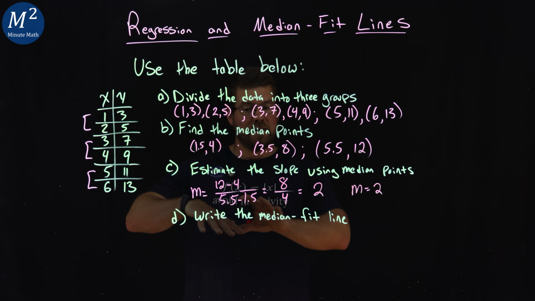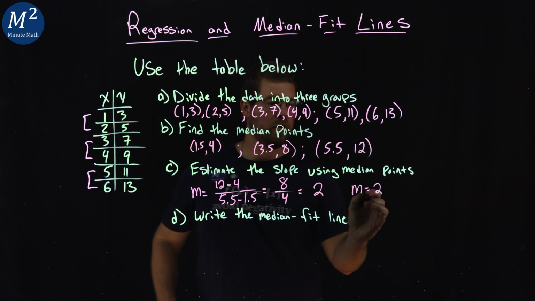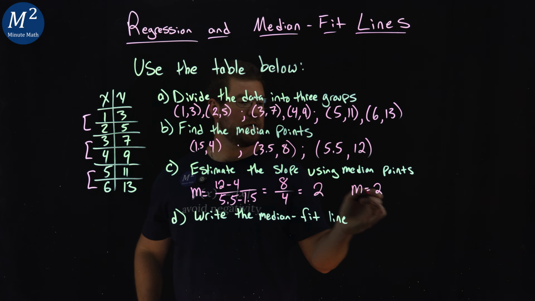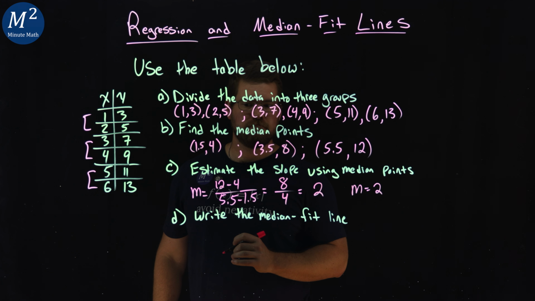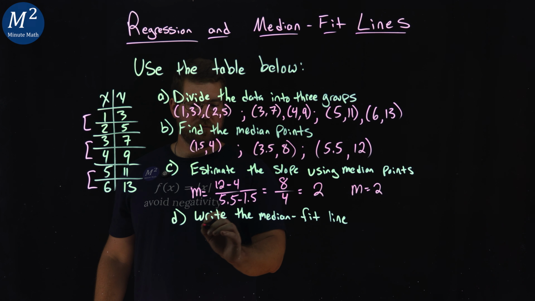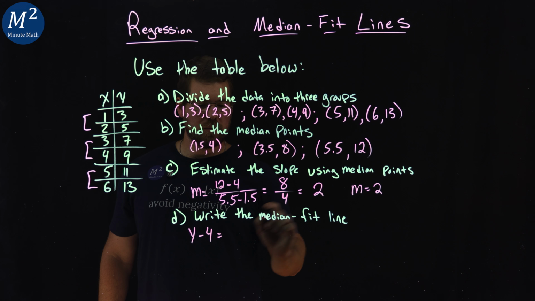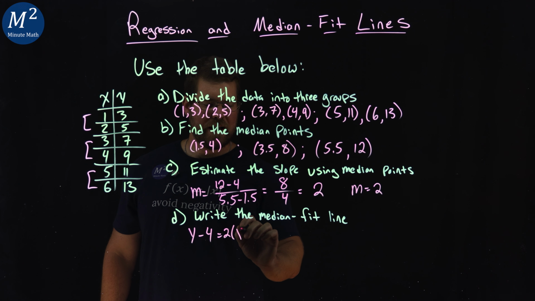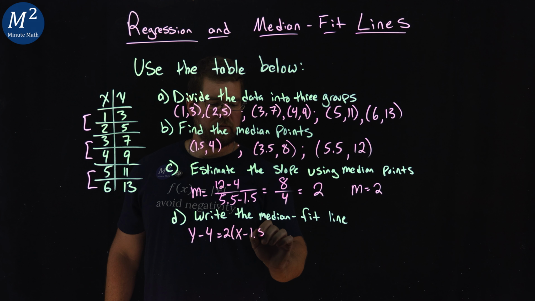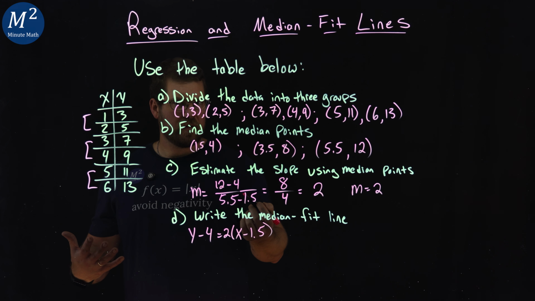Well, now we can find the median fit line. We're going to use our slope and a point. Let's pick the first one, and our slope of 2. So we have point slope form: y minus y1, 4, equals our slope 2, times x minus x1, 1.5. Let's write this in slope intercept form.